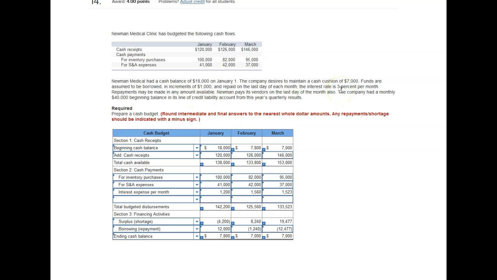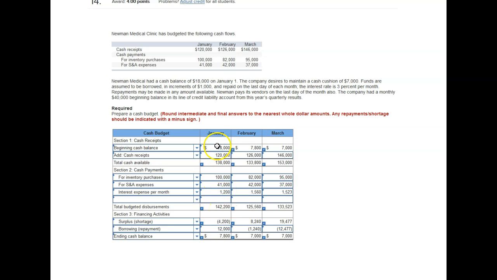Interest rate 3% per month. So let's take 3% times $40,000. That means we have to pay interest of $1,200. So we pay interest every month. So again, the $1,200 is the liability of $40,000 at the beginning of January times 3%. 3% for 1 month, $1,200. Total cash payments are expected to be $142,200.